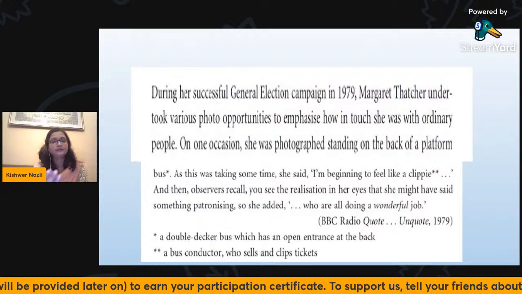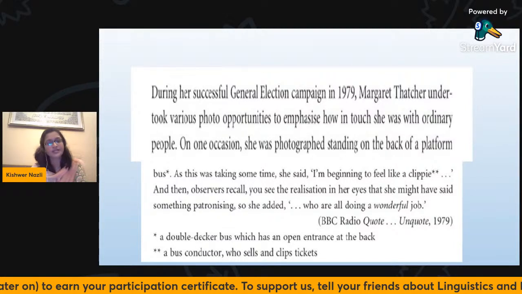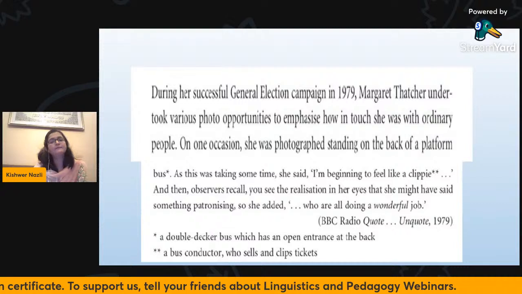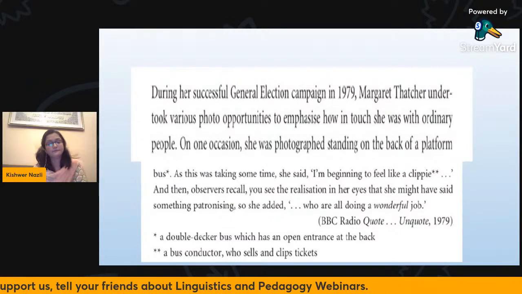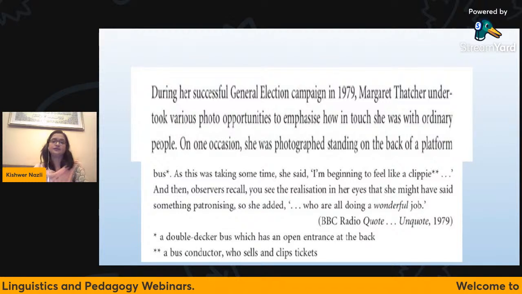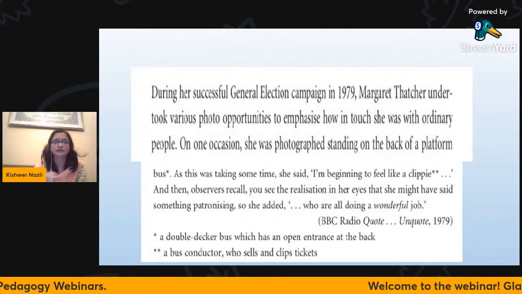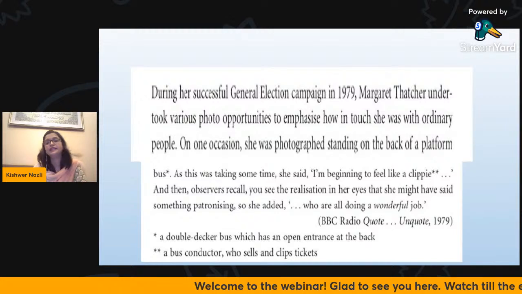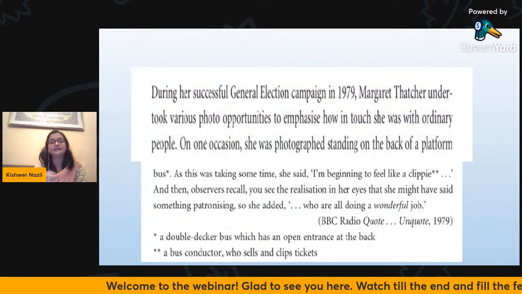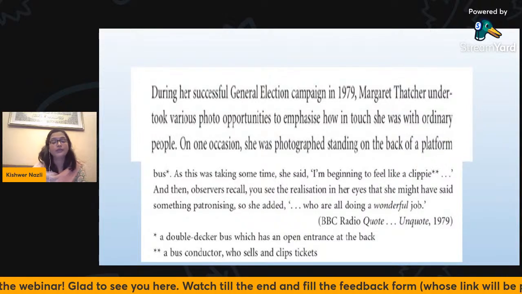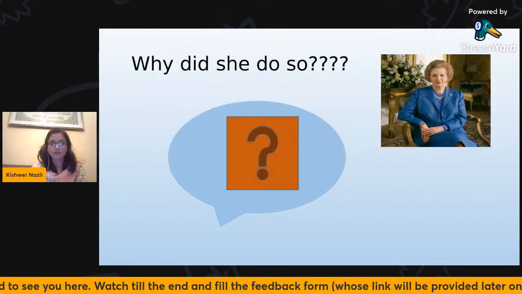A platform bus is a double-decker bus which has an open entrance at the back. I think you all know about it. And a clippy is a bus conductor who sells and clips tickets. So she covered her utterance. First she said, "I am beginning to feel like a clippy," and then she added, "You're all doing a wonderful job."